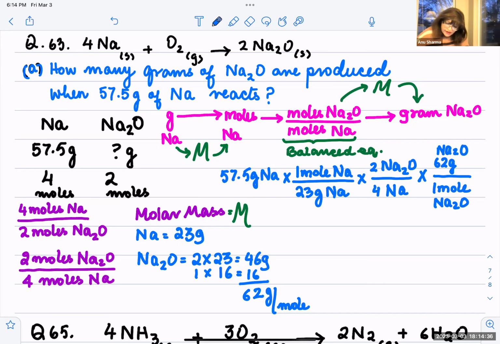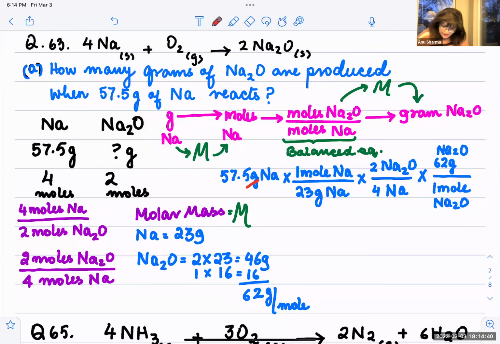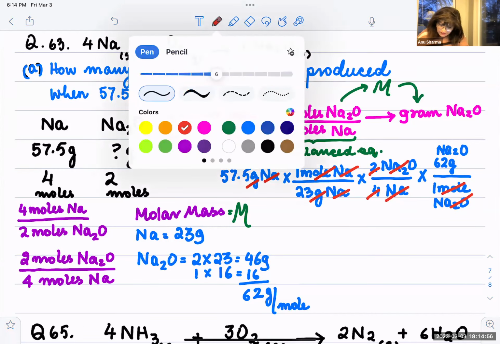Okay, so in this case, you see that the grams of sodium and grams of sodium cancel out, moles of sodium and moles of sodium. So this is the moles, and the moles of Na2O and the moles of Na2O cancel out. You're just left with the grams, the leftover unit.